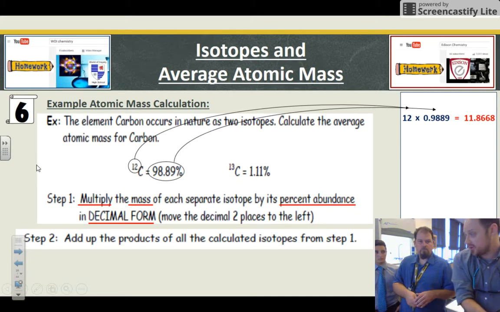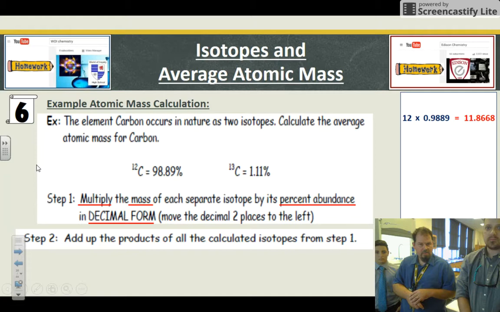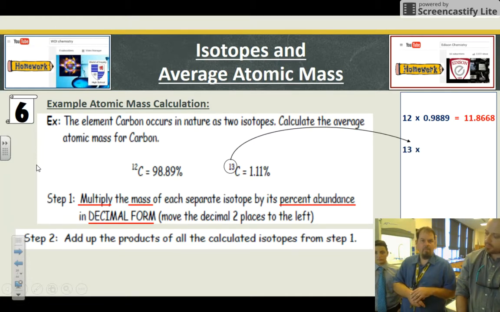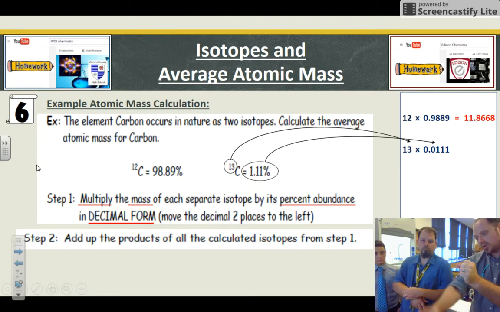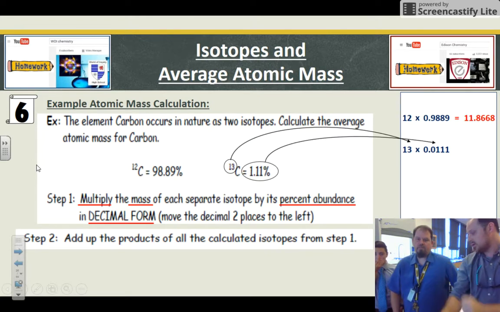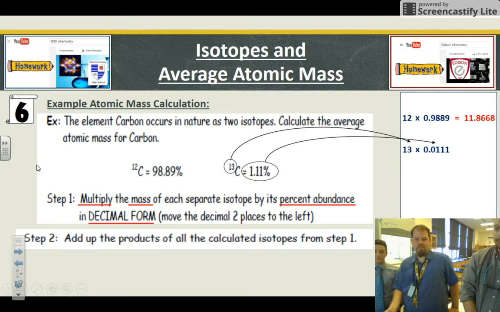I have to do it again, but it's only part of the picture because you have to account for the other isotope, which is carbon 13 in this case. Do the same process. The mass for carbon 13 is 13. I'm going to take this 1.1% into decimal form. Move that decimal 2 steps to the left, put a 0 in the space. Now we can multiply these together. Now I've done step 1.